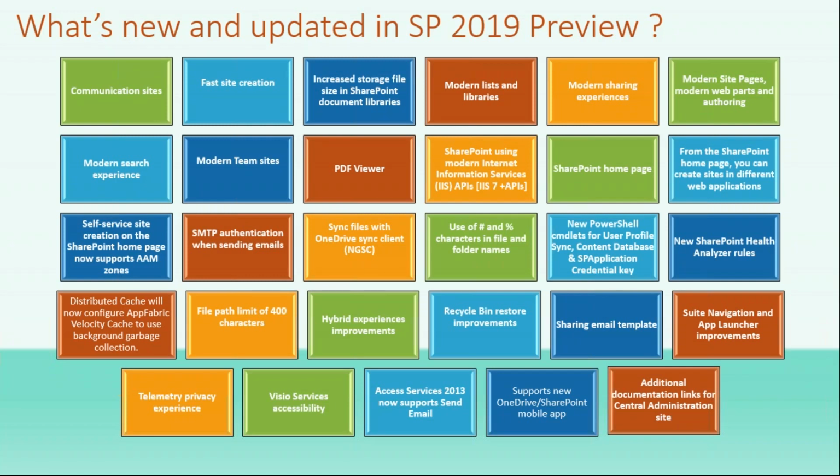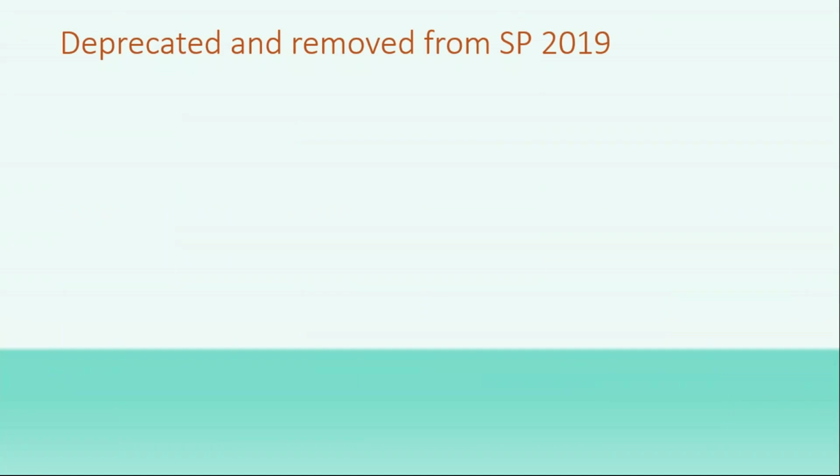An additional documentation link from central administration site. In central administration, you will be seeing some links, right? If at all you want to configure this, click here, and it will take you to the concerned Microsoft blog site or the docs.microsoft.com. Now we have certain additional links for that also. Now, what is deprecated and removed from SP 2019?